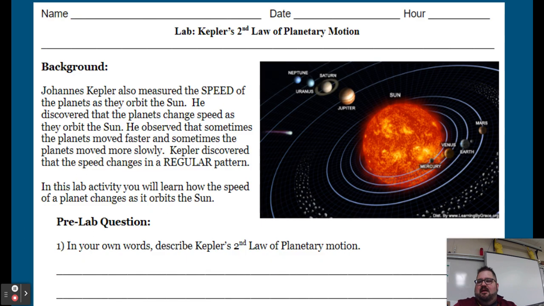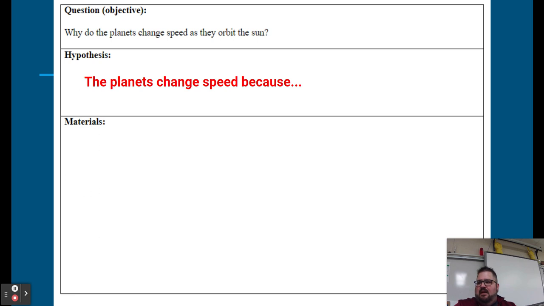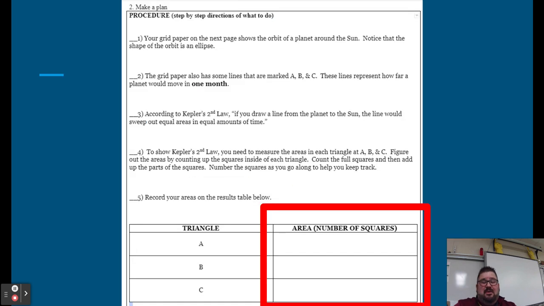Now, Kepler's second law of planetary motion. Even if you don't have a printer, I do have it attached below. If you don't have a printer, you can do a lot of this just on the screen. This is a pretty easy lab to tackle. Read through the background information, answer the pre-lab question. Again, we have a question, and our hypothesis is the answer to that question. And then we don't have a whole lot of work.